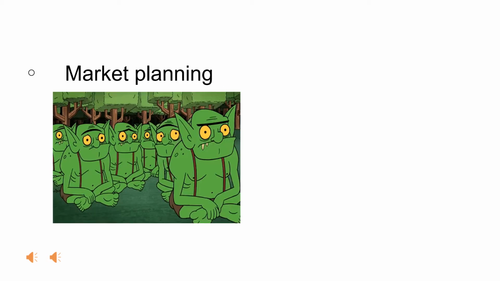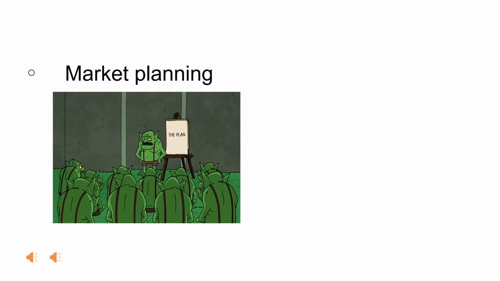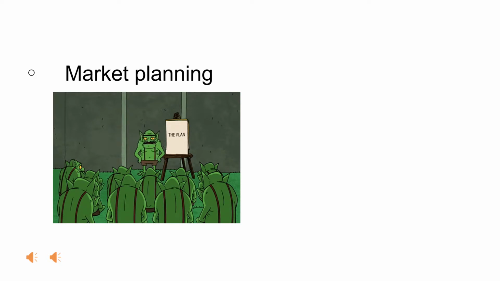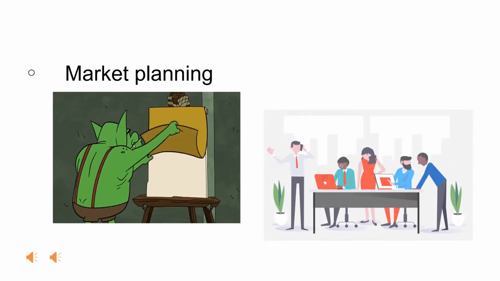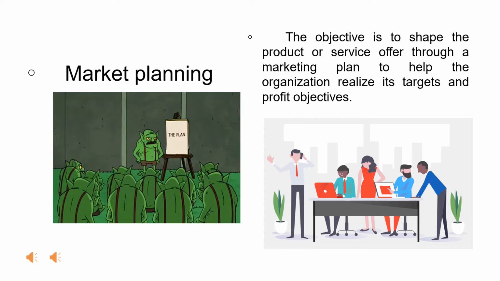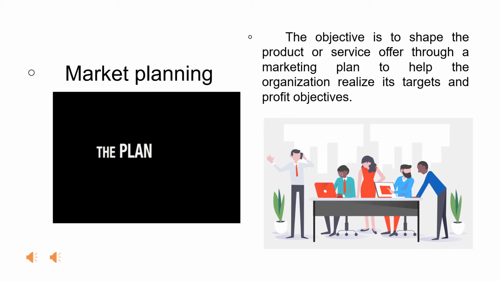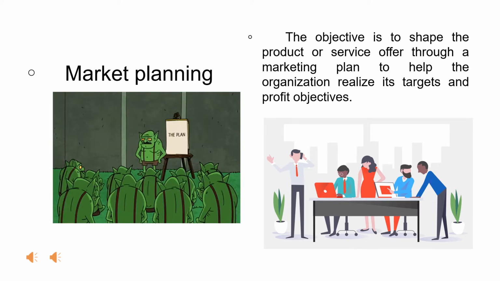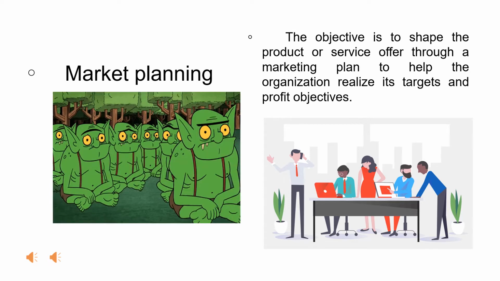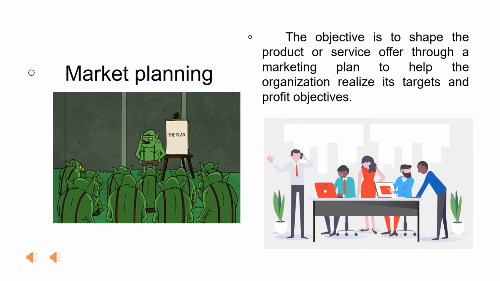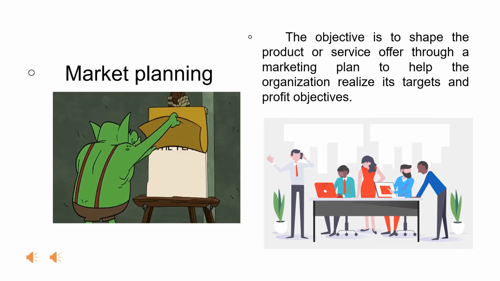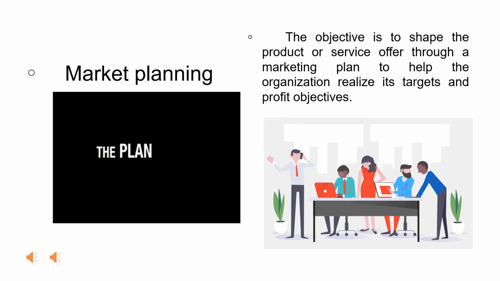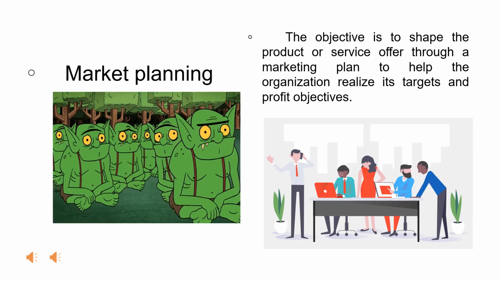Market planning helps in maintaining a viable fit between the organization's goals, objectives, targets, skills, and resources and its changing market opportunities. The objective is to shape the product or service offered through a marketing plan to help the organization realize its targets and profit objectives. Today's marketing managers face extraordinary challenges due to changes in the external environment. So they should be flexible and adaptable enough to respond to the growing complex world of competition and achieve the desired result.